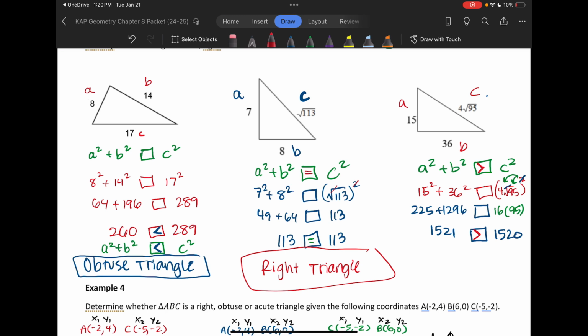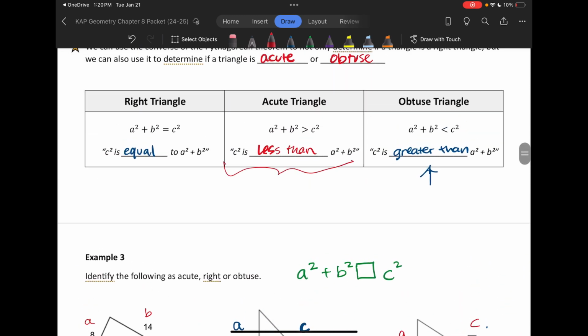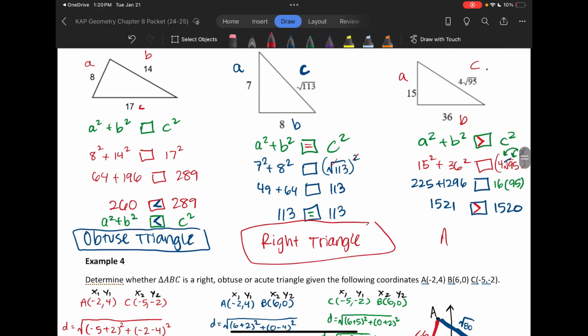But after you fill this out, again, you're looking at this in the context of C squared. C squared is on the right, the 1520. We're seeing that C squared is less than A squared plus B squared. If I see that C squared is less than A squared plus B squared, then we say that the triangle is acute. So this is an acute triangle.